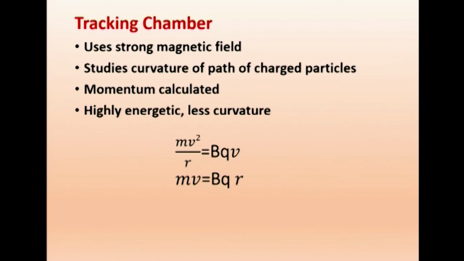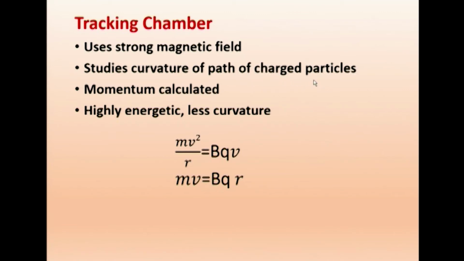So we have to track it. So we use a magnetic field. We already know a magnetic field will bend the particle. So using the magnetic field, they were able to track the particle because it bends. The tracking chamber studies the curvature of the path of charged particles. So what is the curvature?